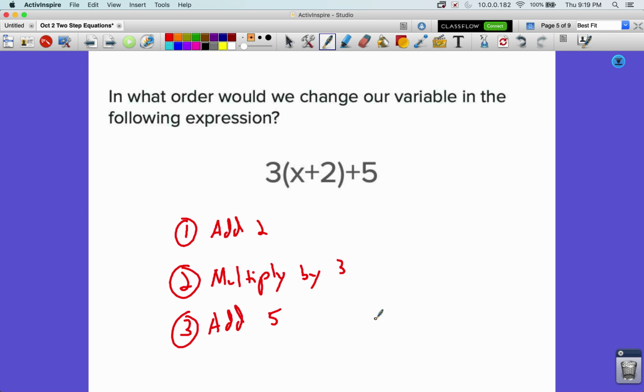All right, when we solve, we have to go the opposite direction. So whatever is the last thing that would happen to the variable is the first thing we're going to undo. So go the opposite direction when we solve.